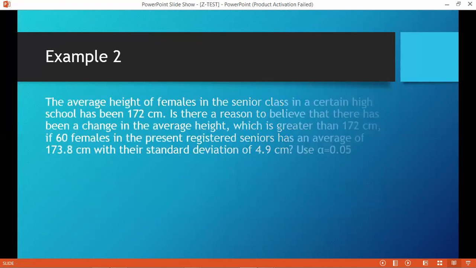Example number 2. The average height of females in the senior class in a certain high school has been 172 centimeters. Is there a reason to believe that there has been a change in the average height which is greater than 172 centimeters? If 60 females in the present registered seniors has an average of 173.8 centimeters with their standard deviation of 4.9 centimeters, use alpha equals 0.05.